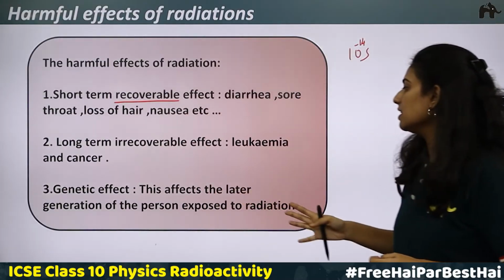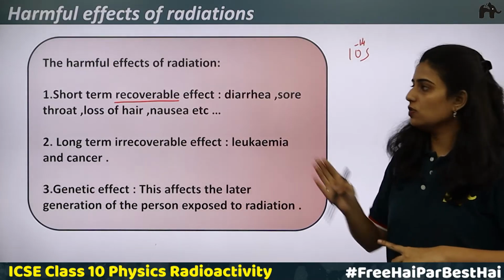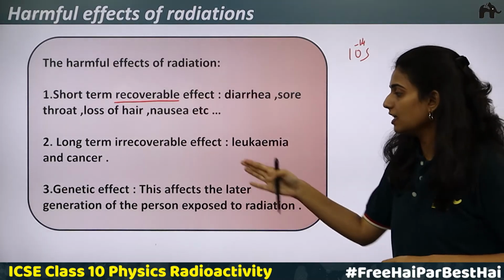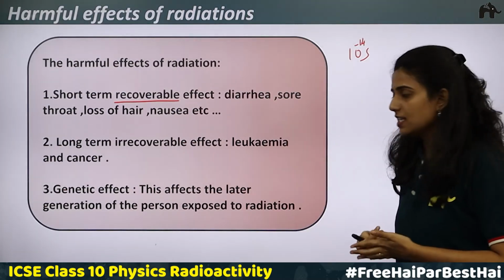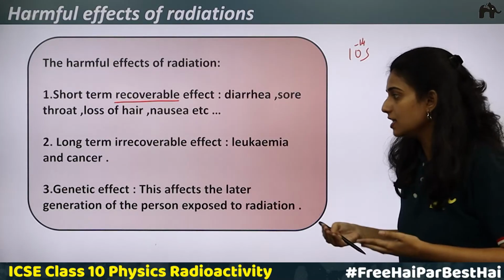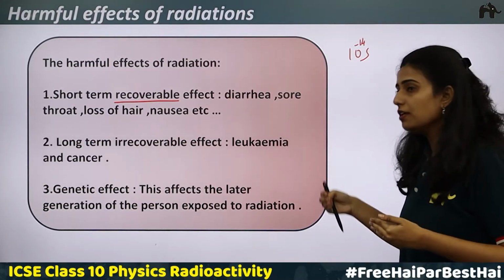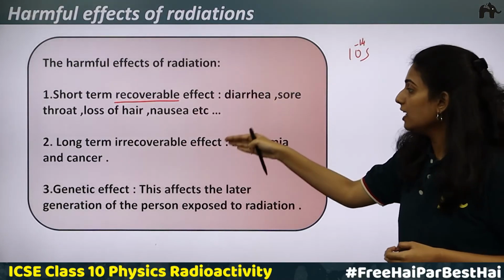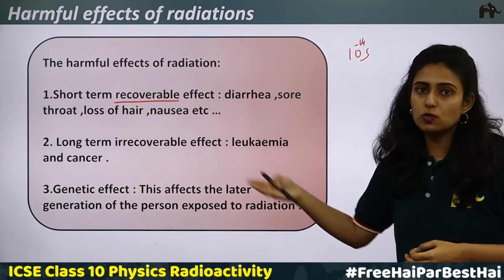Next is the genetic effect. This affects the later generation of the person exposed to the radiation. So, these two are not affecting the later generation, but the genetic effect is affecting the later generation. Here the genes will get mutated. There are changes happening to the genes which can pass on to the future generations. Okay. So, both of these are mainly for people who are exposed to the radiation.